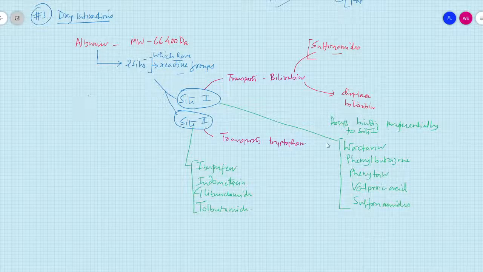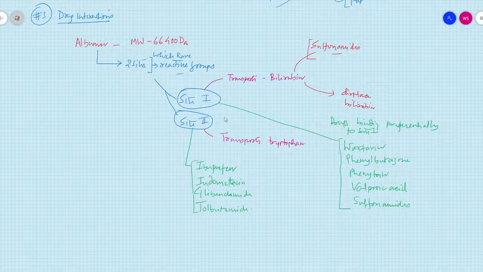So as soon as we give this drug and it enters the blood, it binds to site 1, and these drugs bind to site 2, and in that bound form they are transported. But remember that they are in equilibrium. So if warfarin binds to site 1, there is also free warfarin in the blood that's pharmacologically active. Now there can be drug interactions.